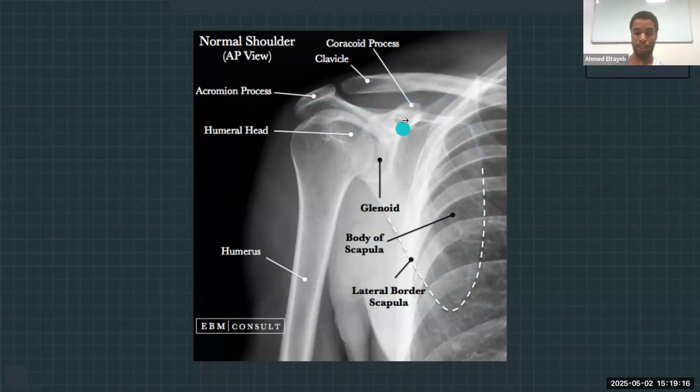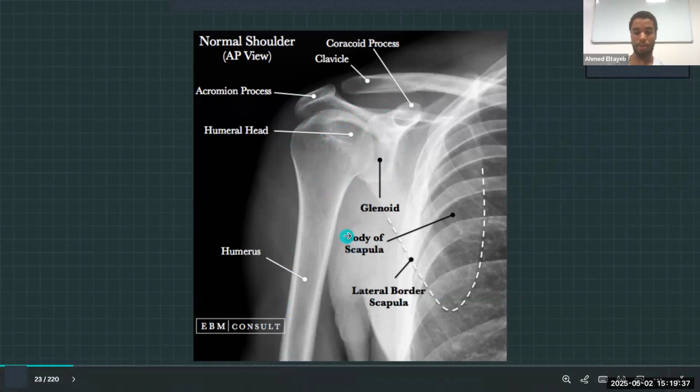Now, this bony projection coming up and out of the scapula is called the coracoid process. And we can see something like a hole articulating with the head of the humerus. We call this the glenoid fossa. And this is obviously the head of the humerus, and this is the rest of the humerus. We'll talk about it later. So it's important you identify all important landmarks on an X-ray so you can identify any pathologies.